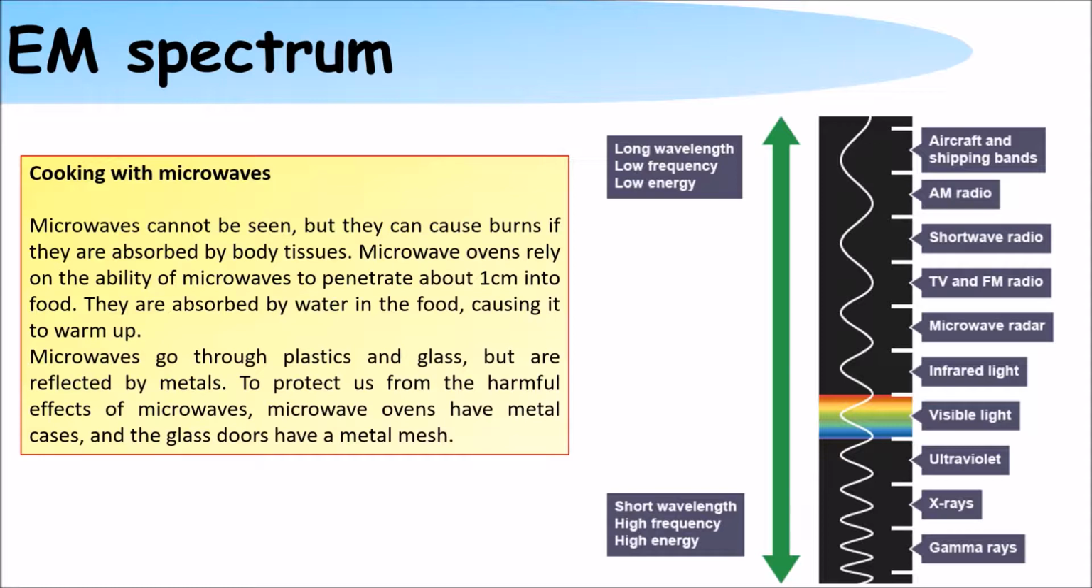Microwaves cannot be seen, but they can cause burns if they are absorbed by body tissues. Microwave ovens rely on the ability of microwaves to penetrate about 1 centimeter into food. They are absorbed by the water in the food, causing it to warm up. Microwaves go through plastics and glass, but are reflected by metals.